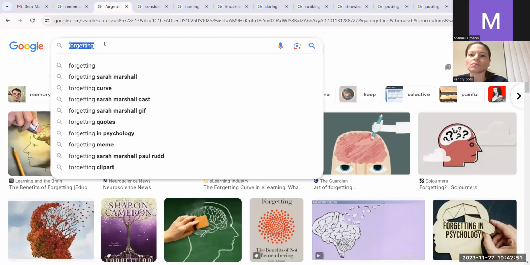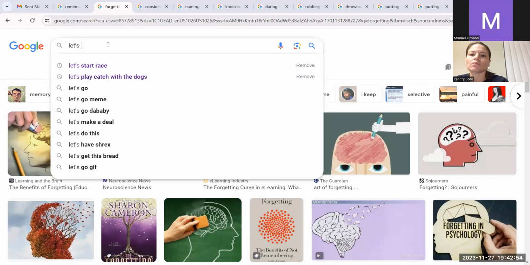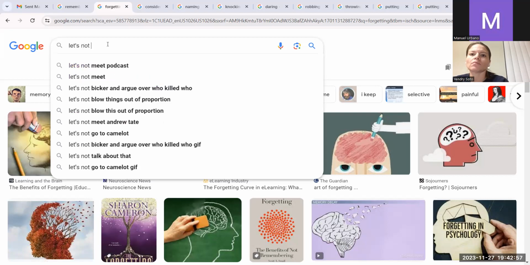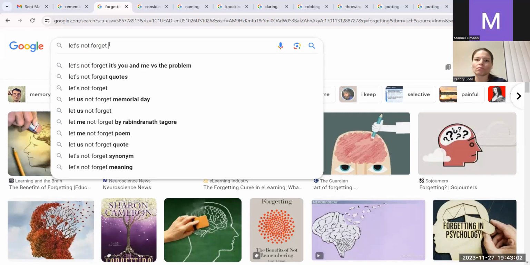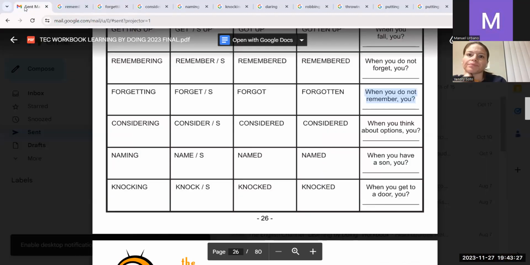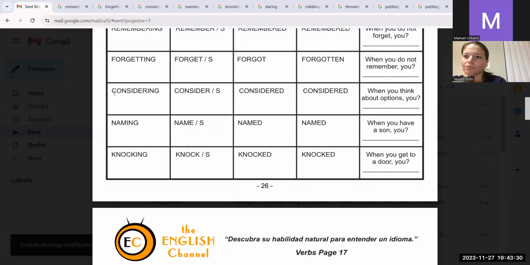Another one that you can use with remember and remind and all that is let's not forget. Okay. So in class, since we are teachers, you and I, when you are in class, you are going to use this a lot. Let's not forget. No nos olvidemos. Let's not forget that this and that. So that's another way to use it. Okay. Let's start with the next one.